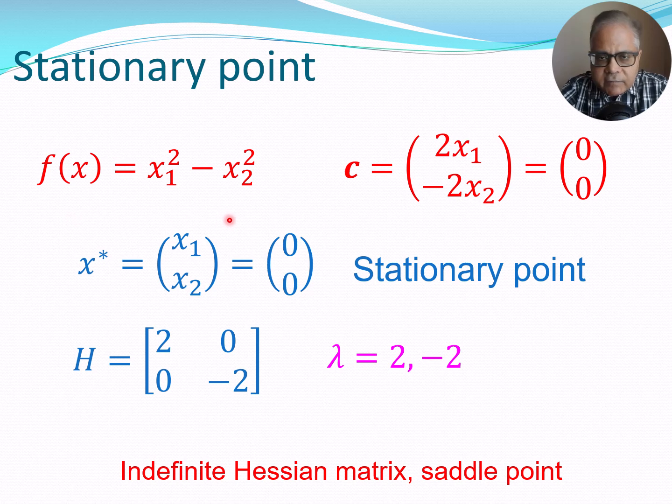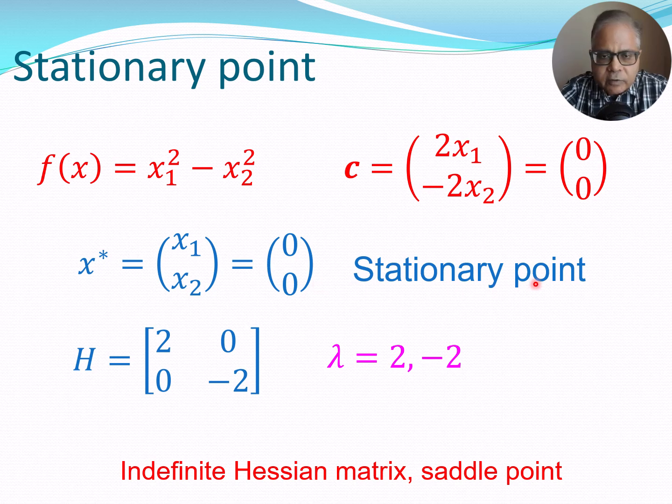So if we take this function and we apply our usual knowledge of calculus to this function, then the gradient vector is going to be 2x1 and minus 2x2. So remember, the gradient is simply the partial derivative of f with respect to x1 and with respect to x2. Now the gradient vector can be set to 0. This is going to give us the critical points or the stationary points for this function. And we immediately see that the stationary point is x1 equal to x2 equal to 0.